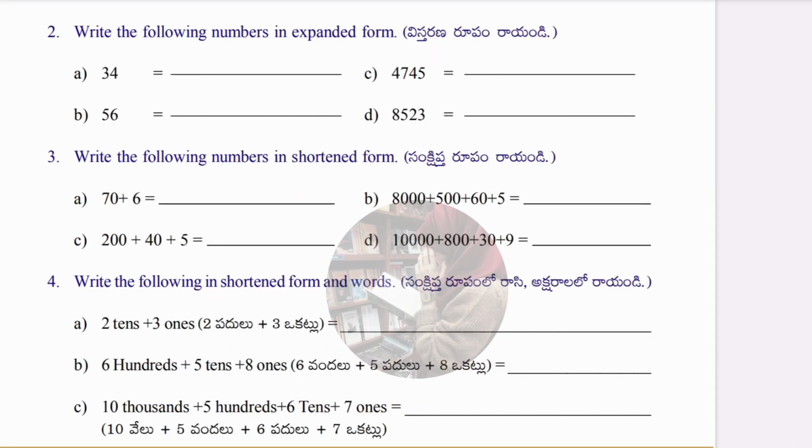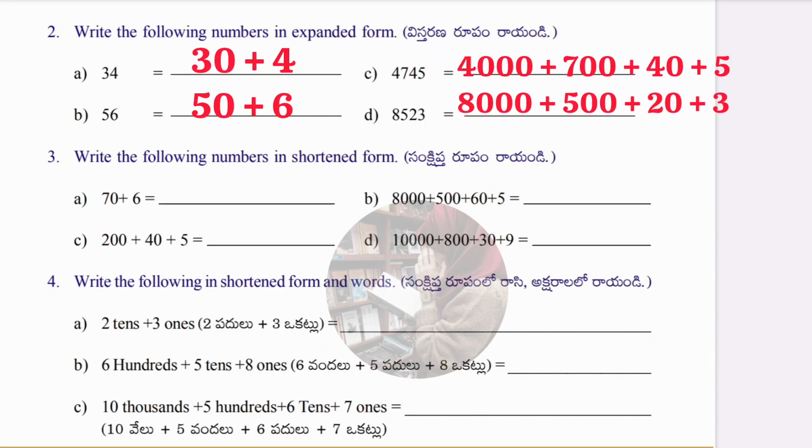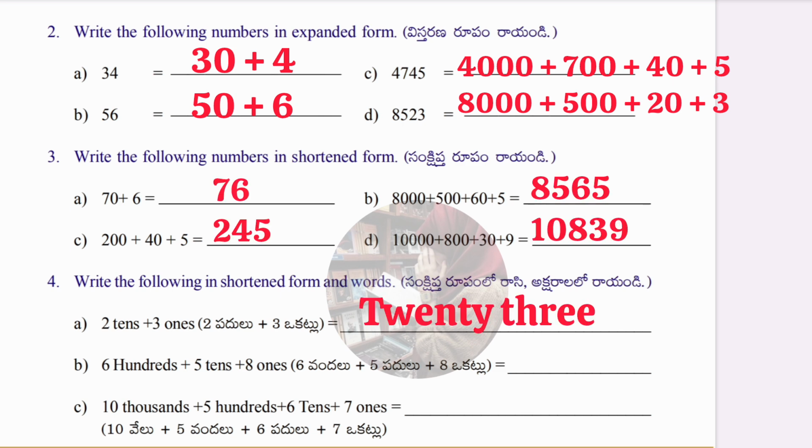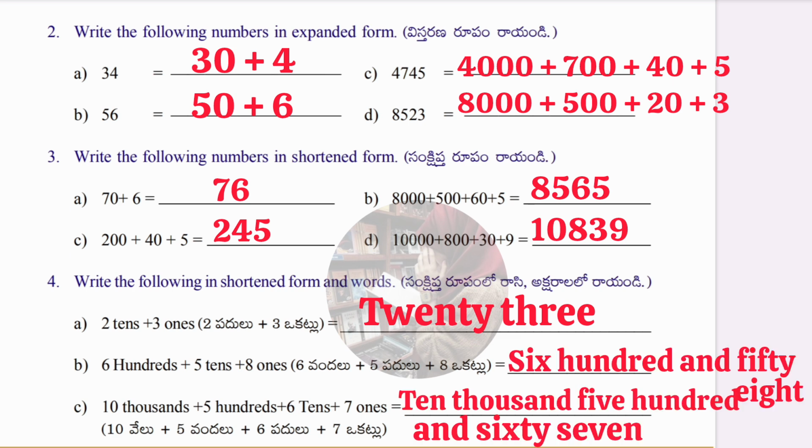Let's see the second Roman, which is write the following numbers in expanded form. Now we have to write it down in expanded form. 34 can be written as 30 plus 4. Next, 56 can be written as 50 plus 6. Likewise, third one, 4745 can be written as 4000 plus 700 plus 40 plus 5. Last one is 8523, which can be written as 8000 plus 500 plus 20 plus 3.